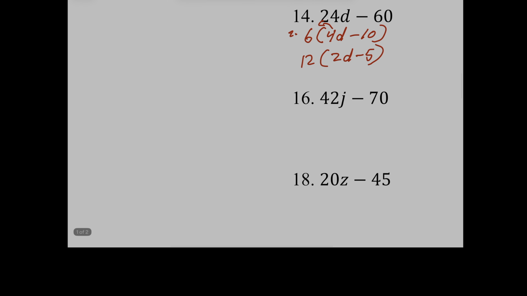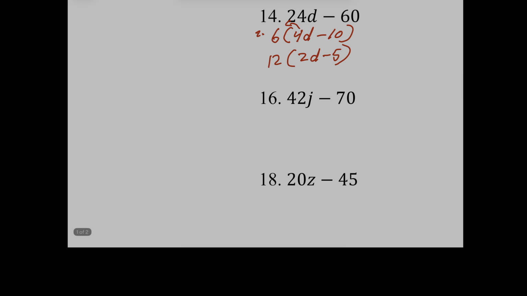Okay? Let's go on to number 16, 42 and 70. Well, the first thing my brain sees is a 7. I can tell right now that there's going to be another one, but that's what my brain sees. So I'm going to just pull out the 7, and I'm going to go 6j minus 10. Now I'm going to look inside and go, oh, wait, I could have done another 2, couldn't I? I don't know my 14 times tables. You're not expected to. So that's okay. So just do it twice.